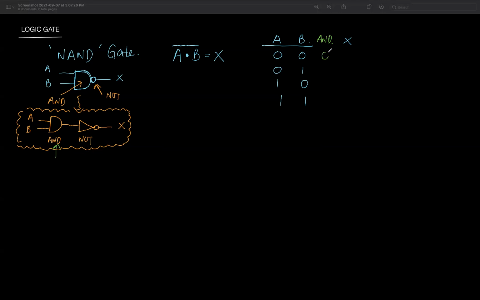0, 0, 0, 0, 1, 0, 1, 0, 0. Only two fulfilled, then it's 1. This is for the AND gate, right? And then we have a NOT in front, right? So you have to NOT the AND gate. So the X is NOT whatever is the AND gate here, I take the reverse. So 1, 1, 1, 0. That is my outcome.